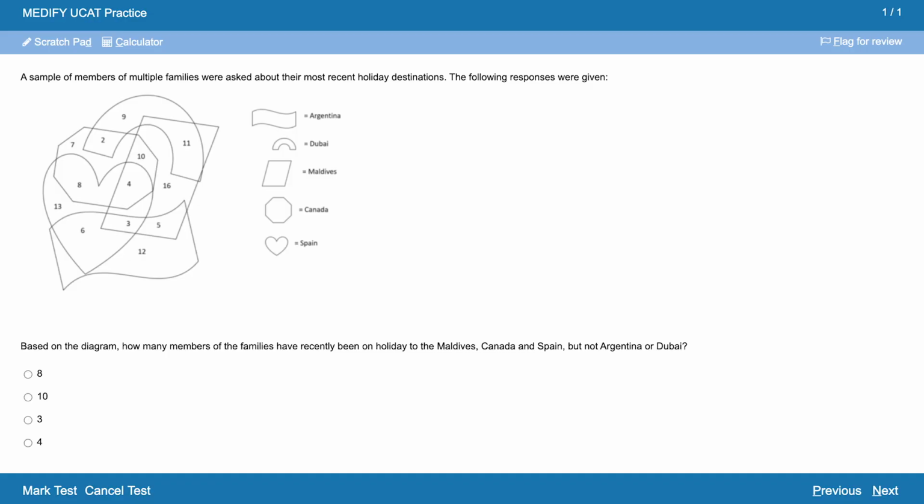With questions like these, I would definitely read the question first and then go back to the information and scan for the relevant bits. So the question here is, based on the diagram, how many members of the families have recently been on holiday to the Maldives, Canada and Spain, but not Argentina or Dubai? So straight away from reading that, you can see that you're going to be looking at this diagram for quite a few bits of information.